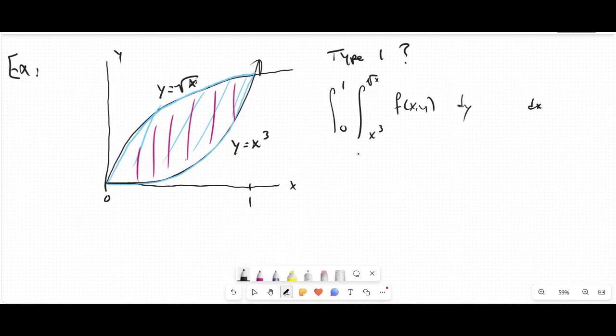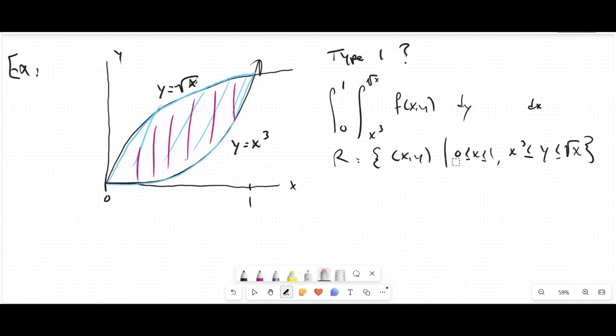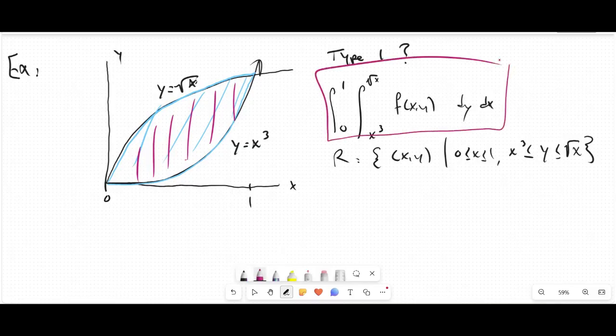So we can write this instead, if you want, as R equals, I like to write these things out. You don't have to if you don't want to. All the points such that x is between 0 and 1, and y is between x cubed and root x. And I'm going to move this dx closer. It's too far away. You don't need to write it that second way. I think this way is better. It just really hits the point home.